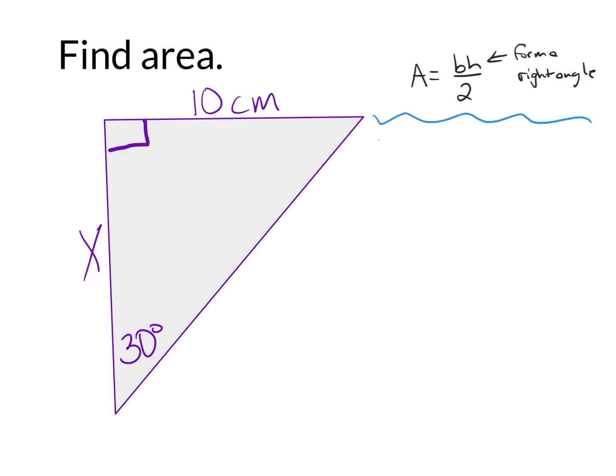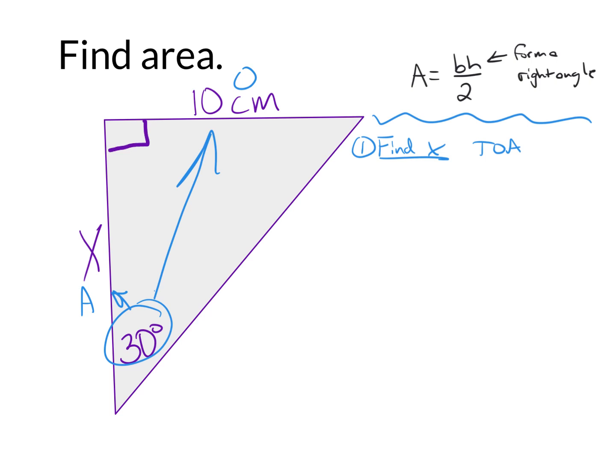So the first step here is we need to find x. To do that, we're going to use trig. They gave me a reference angle. Across from the reference angle is my opposite. The x is right next door, so it's my adjacent. So I have adjacent and opposite, and we know we're going to use TOA then. So I'm going to use tan of 30 degrees is equal to the opposite 10 divided by the adjacent x.